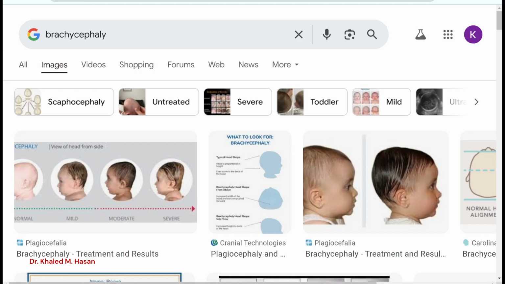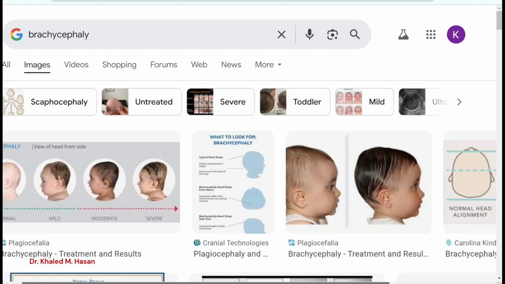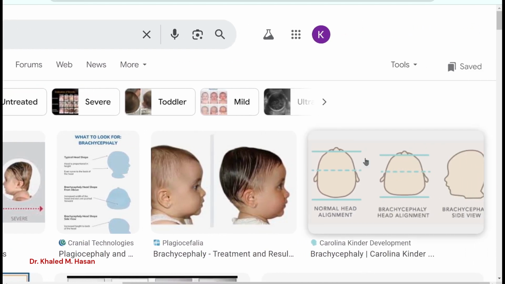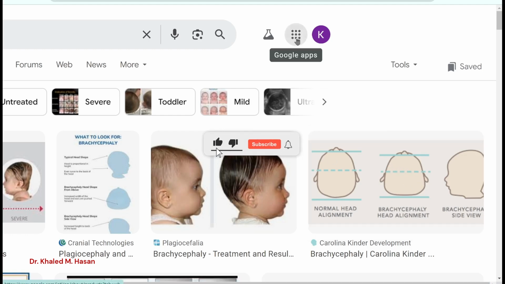As you can see here, if I scroll a little bit back and forth, this is a normal head for newborn babies, and this is a patient or baby suffering from brachycephaly. So with the smaller head, like with brachycephaly, we talk about a head shorter than that of typical newborn babies.